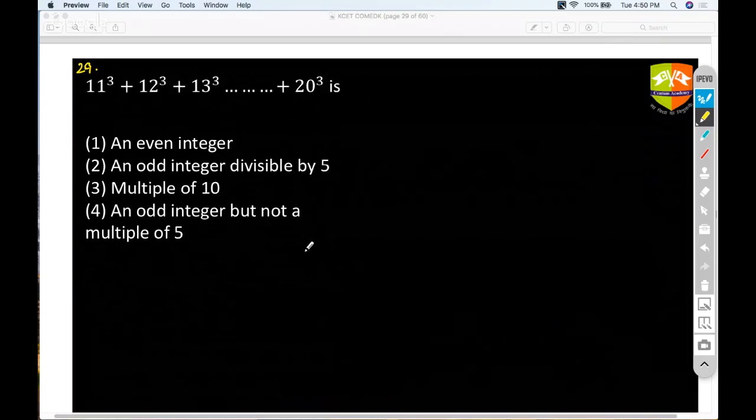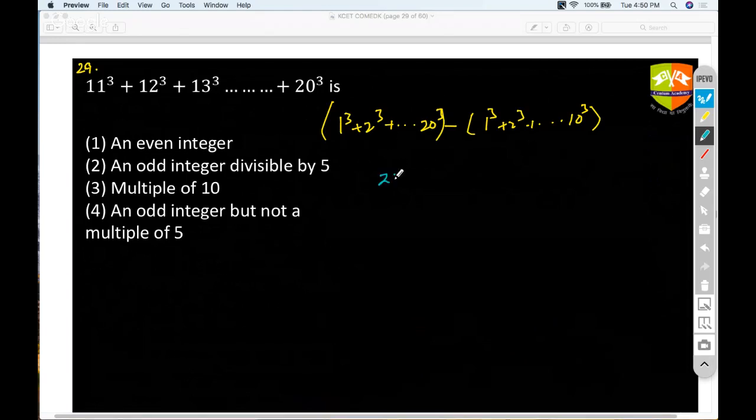Sai says 3, while Saundarya and Ritvik are of the opinion that it's going to be 2. Okay, so this is pretty simple. Basically, you have to do just 1 cube, 2 cube, all the way till 20 cube, minus 1 cube, 2 cube, all the way till 10 cube. That's going to be n into (n plus 1) by 2 whole square. So this is going to be 20 into 21 by 2 whole square, and this is going to be 10 into 11 by 2 whole square.